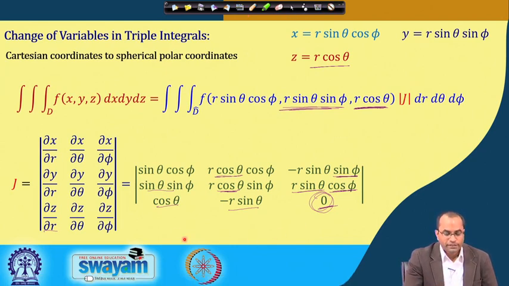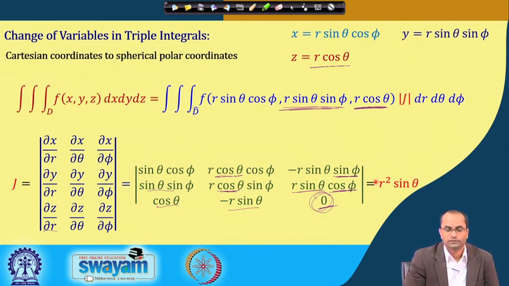And now we can simply compute this determinant, and the value that comes is r square sin theta. So, we will remember that this Jacobian term, which is coming because of this change of variables in this triple integral, has the value r square sin theta.